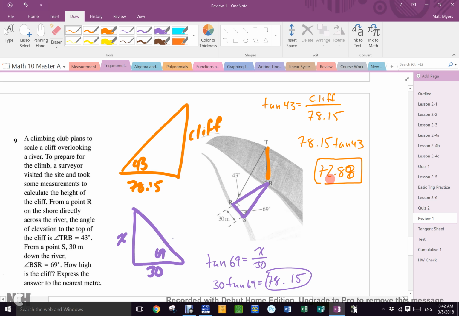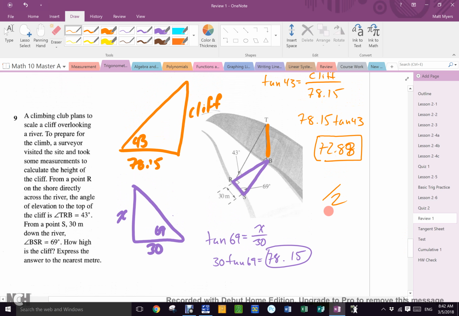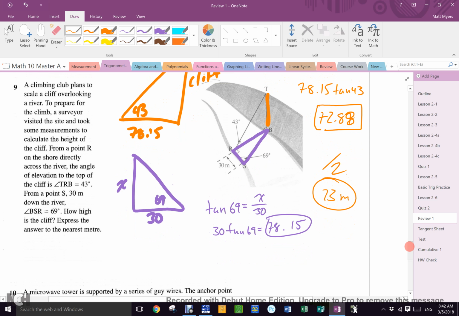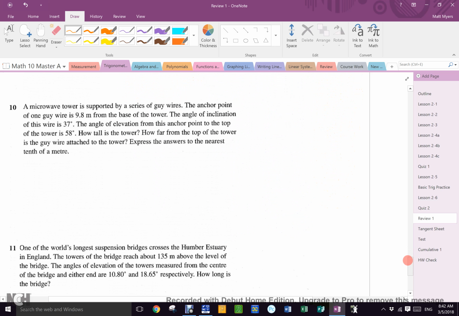But again, that's, yeah, I'll give you two for that. And then you have to answer to the nearest meter. Oh, to the nearest meter, yeah. So it should be 73. Really? You always got to get that wording in there just to mess with people.